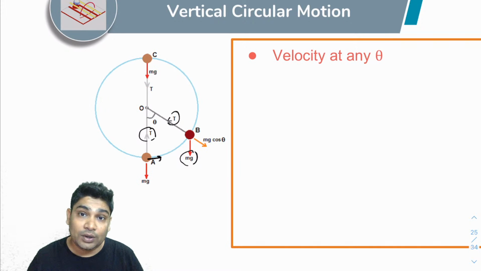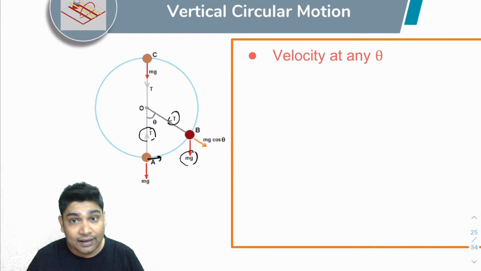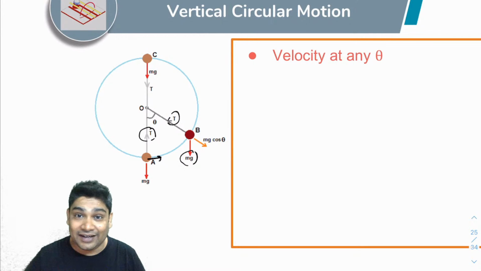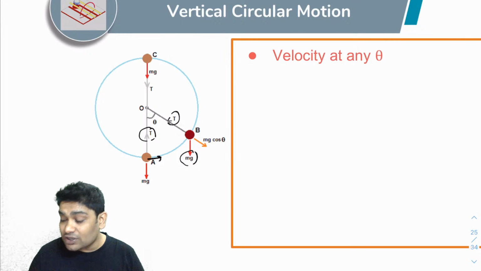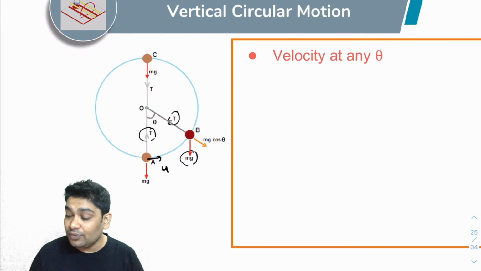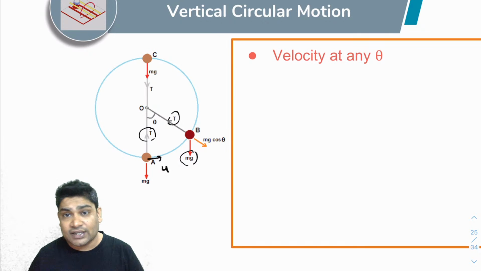So, tension is not doing any work. All the work on the object will be done by the force of gravity. So you can realize that I can apply mechanical energy conservation here because there is no work being done by any non-conservative forces. Okay. So now suppose the initial speed was some u, the first aim is to find the velocity at any angle theta.